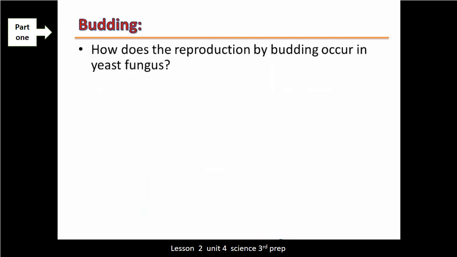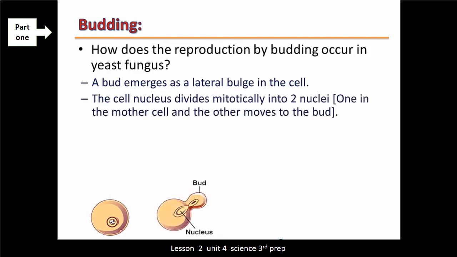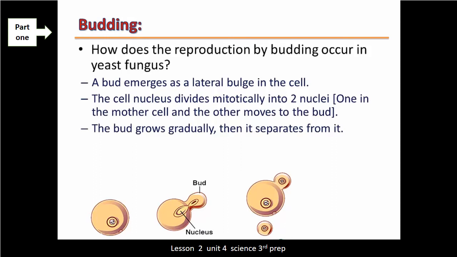How does the reproduction by budding occur in yeast fungus? As you can see, this is a yeast fungus. A bud emerges as a lateral bulge in the cell. The cell nucleus divides mitotically into two nuclei, one in the mother cell and the other moves to the bud. This is the nucleus, which will be divided mitotically. One will remain in the mother cell and the other will migrate toward the bud. The bud grows gradually. Then it separates from it.